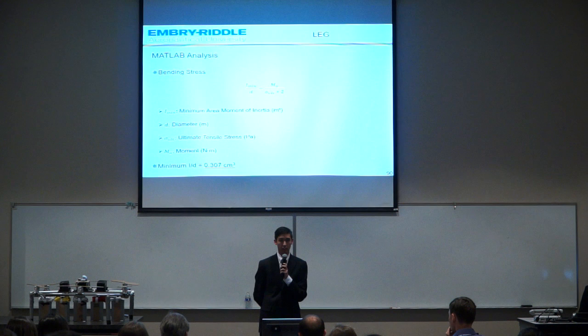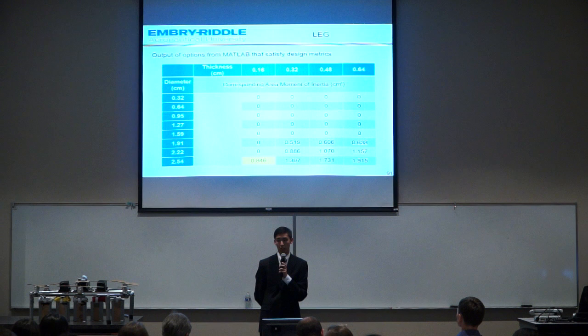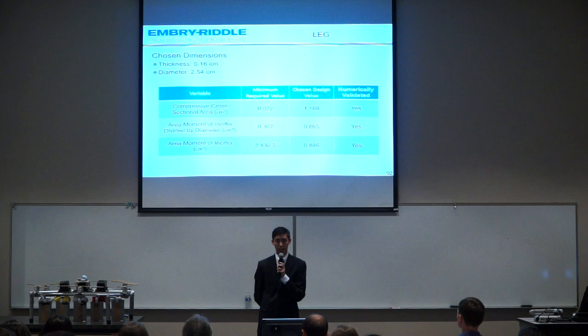By varying possible leg cross-section dimensions for diameter and thickness, the following table was developed where all the zeroed values are any of the cross-sections that did not meet any of the design metrics. This resulted in a cross-section chosen to have a corresponding area moment of inertia of 0.846 centimeters to the fourth. This resulted in a cross-section with a thickness of 0.16 centimeters and a diameter of 2.54 centimeters. Comparing the minimum values to the chosen design values, the minimum required values are less than the chosen design values, therefore numerically validating the leg.